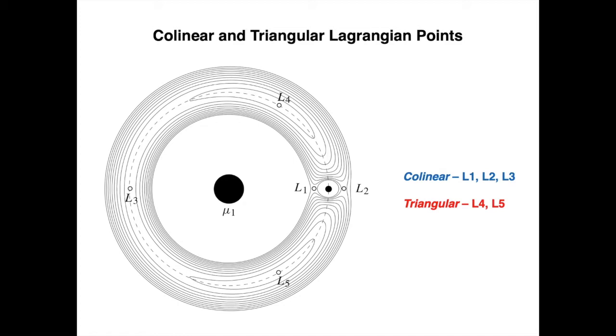These are called the collinear points because they lie on the line joining the two masses. These are the L1, L2, and L3 points. The L1 and L2 points are very close to the planet, and the L3 point is on the opposite side of the orbit. Let's see how we can show that these are equilibrium points.